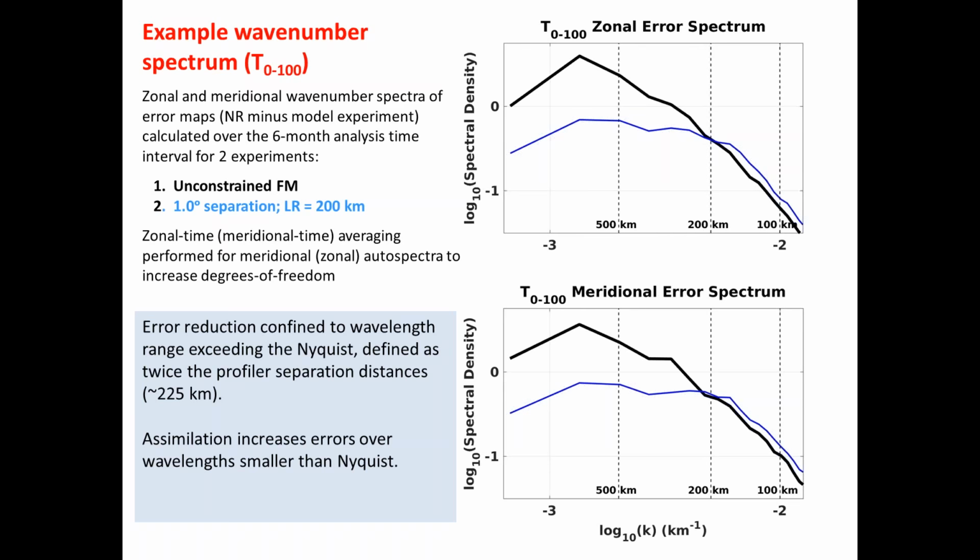So basically you are improving representation of mesoscale features at scales larger than Nyquist, but you can't really use an array of profilers to improve errors at smaller scales.